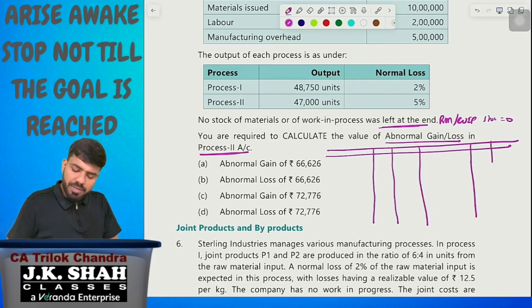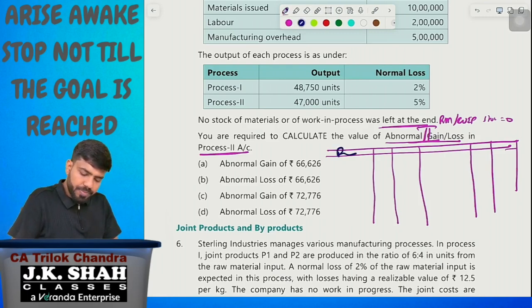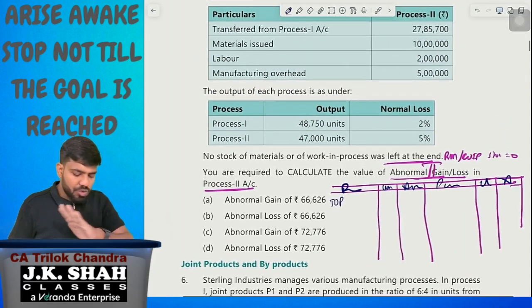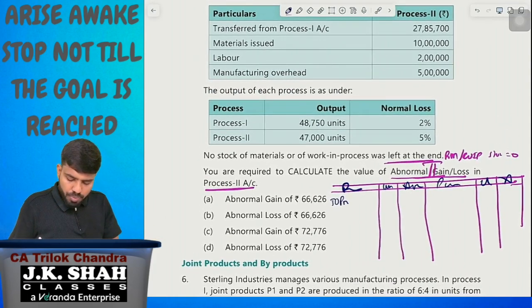We'll open the process 2 account, since they are asking for process 2. In process 2, first we'll write particulars, units, amount. On the debit side, we'll write: to process 1 account. There is no stock, so no stock details.